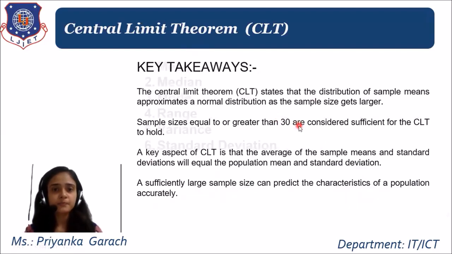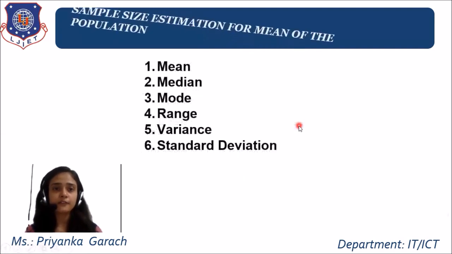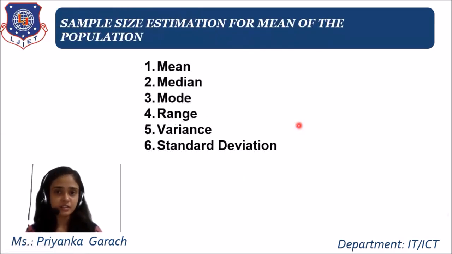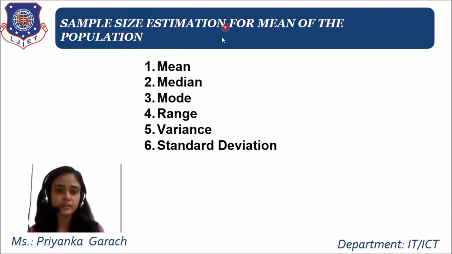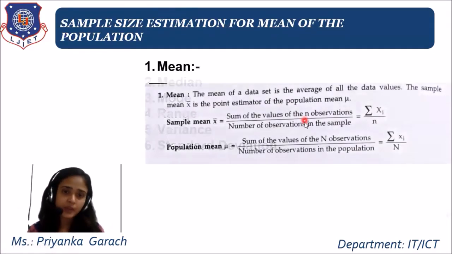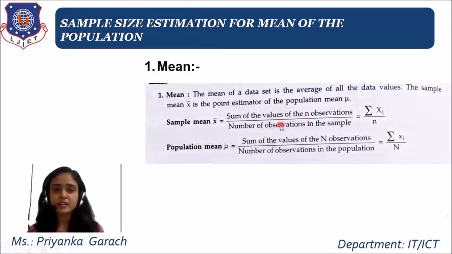Now let's see the different sample size estimation for the mean of the population. So what should be the sample size for the mean of the population? You have to see these six different points, that is the mean, median, mode, range, variance, and the standard deviation. So you all know these topics. So let's revise quickly. The first one is the mean.